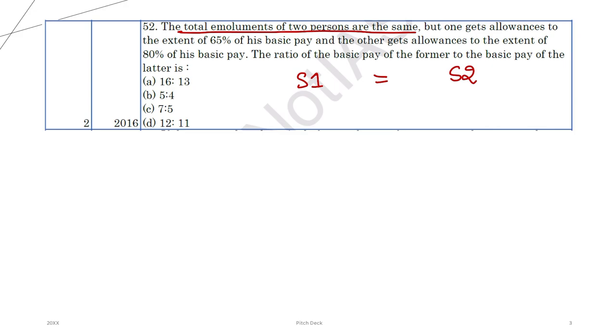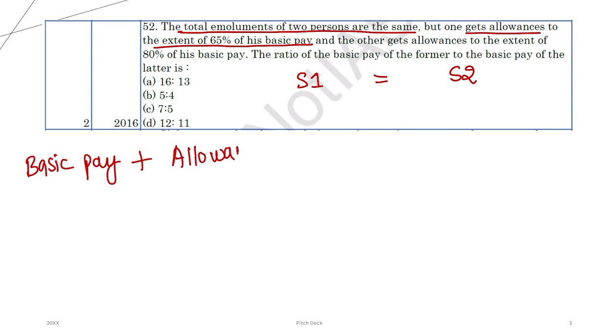But one gets allowance to an extent of 65% of the basic pay. So another thing, basic pay of a person. This is how the companies calculate your salary. So there is some basic pay component. Then after that, some allowance is given to you, and finally you get some salary in hand. So basic pay is something. After that, they give you some allowance on it, and after that, what do you have? That is a salary in hand.